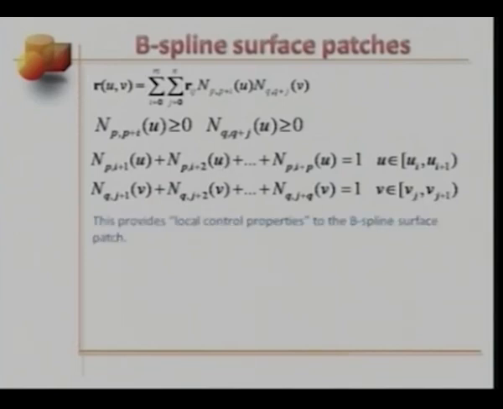Like we showed in the case of Bernstein polynomials, we can also observe that the product of these B-spline basis functions will sum to 1 in some region. And this is the property that provides local shape control to the B-spline surface patch. If you understand our discussion on B-spline basis functions, you will not have much difficulty comprehending this property. You would also observe that strong convex hull properties are inherited by B-spline surface patches.